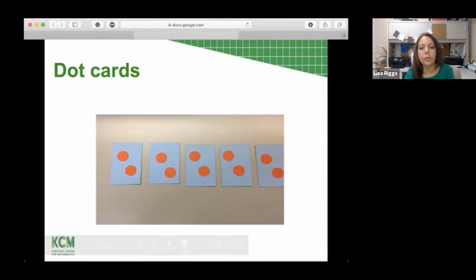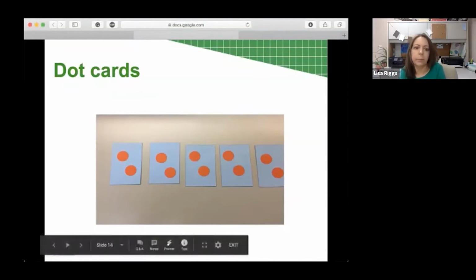So remember, for multiplicative thinking, kids have to keep up with 2 things, not just how many items, but also how many groups. So they're having to unitize. We're having to think of units of units. So that gets kind of complicated.